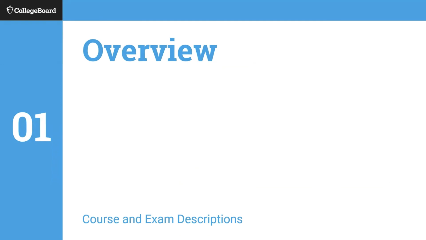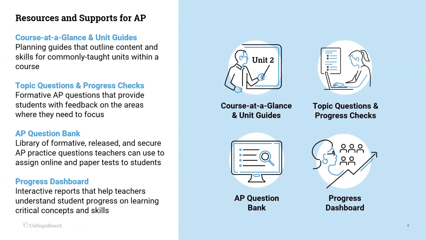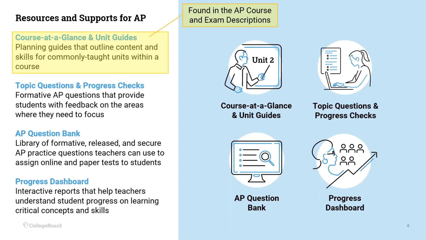So we'll start with an overview of the course and exam descriptions and also, in general, the resources and supports that are available. So you can see all of this available on the right and a couple of definitions here on the left about what these actually are. I want to point out that it is the first set here, the course at a glance and unit guides, that are contained within the AP course and exam description. They're in the binder that you have for your course.